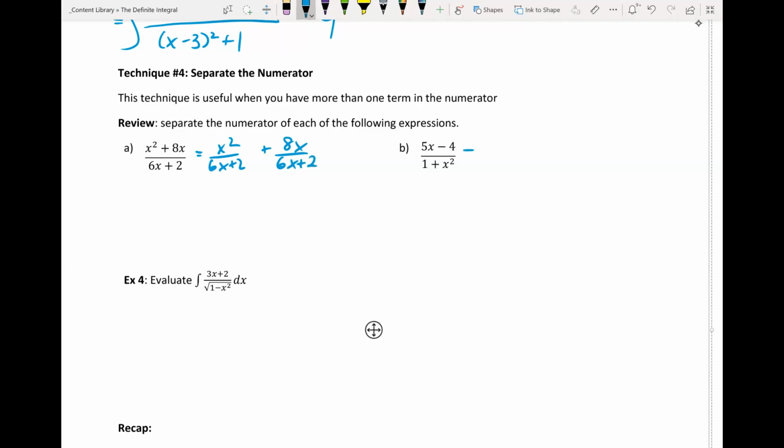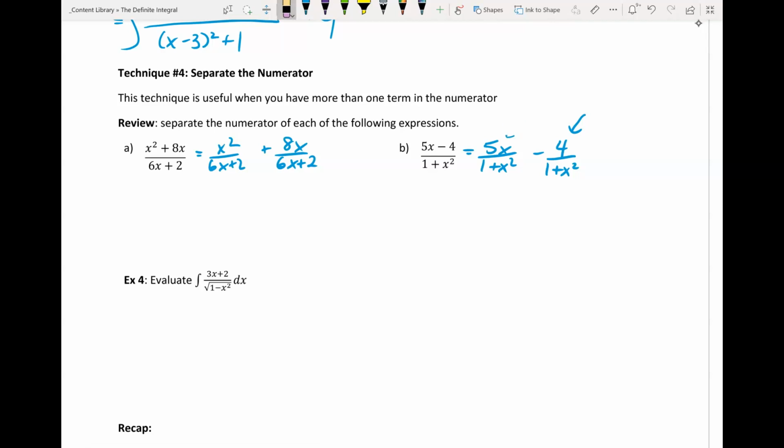For the next one, it'll be 5x over 1 plus x squared minus 4 over 1 plus x squared. So this term, if you were to integrate that, that's going to be tan inverse. If you want to integrate this, you can use u sub because 1 plus x squared, that derivative is 2x, and we could just manipulate those coefficients at the front.